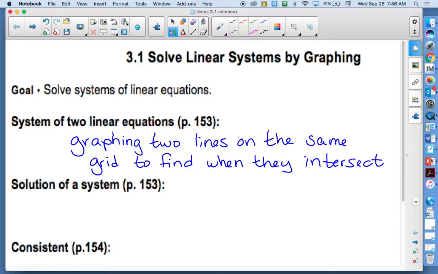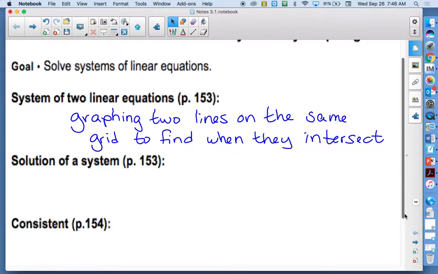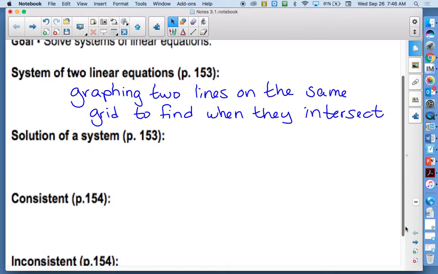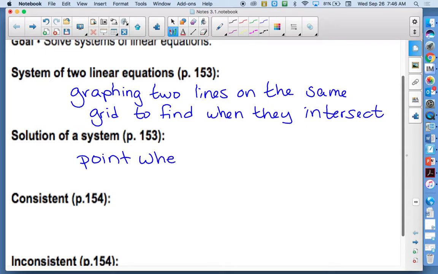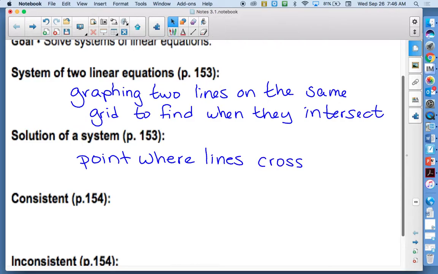So we can say to find when they intersect, to find when they equal each other, to find when they meet, any of those words. So then a solution is the point where they meet, where they cross, where they intersect. Whatever word you want to use there. So intersect, cross, meet. But it is a point.